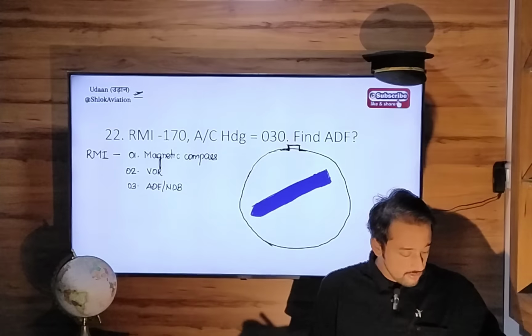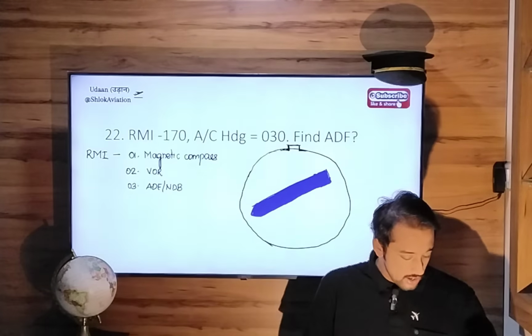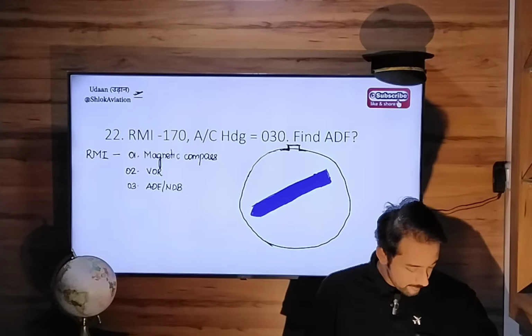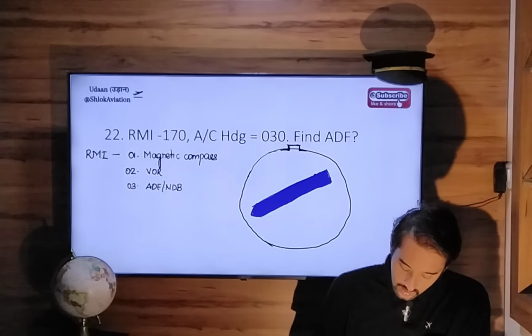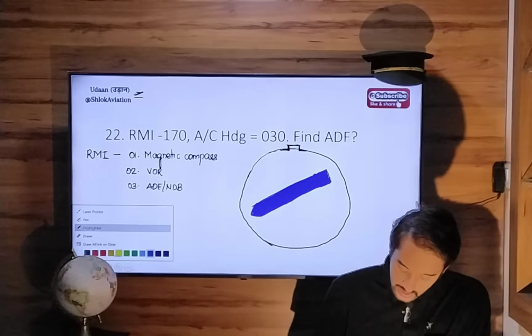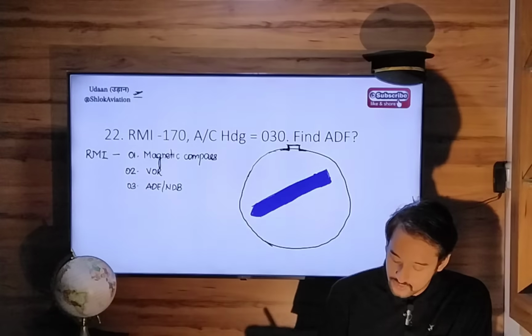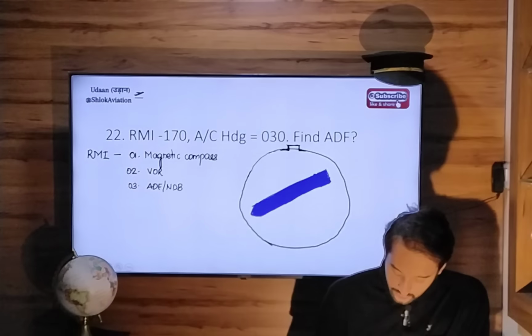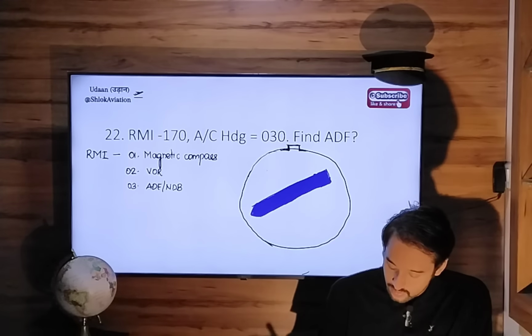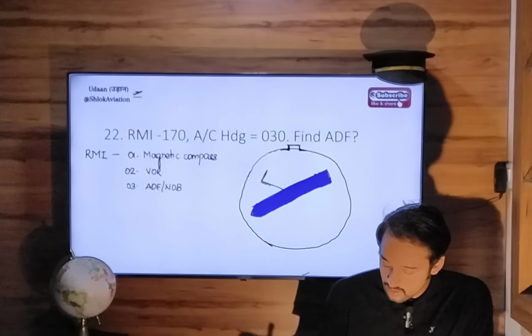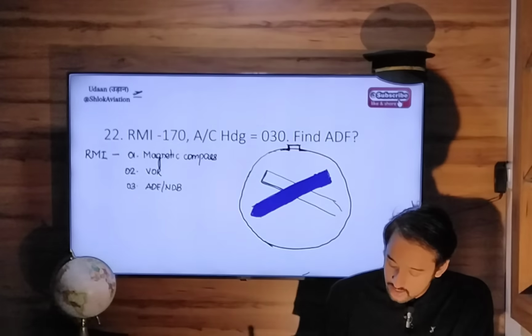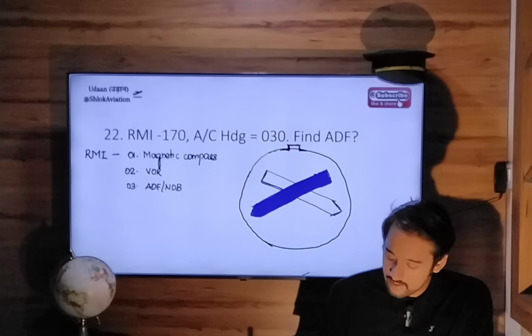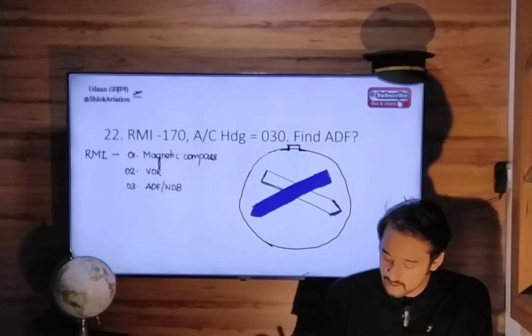Okay, the one filled with color will be your VOR needle. Next, I am drawing another needle, the same needle but a hollow needle. That means I am not filling this needle with any color.